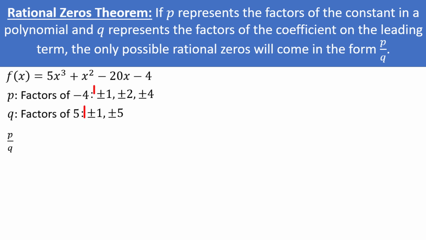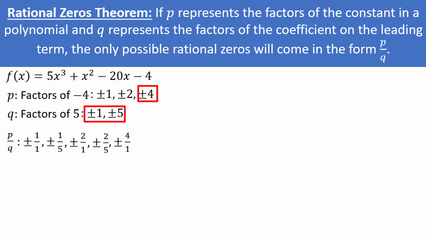P over q includes all possible ways the numbers in our p list can be divided by q. So we could have 1 divided by either 1 or 5, or the negatives, which would be plus or minus 1 over 1, or plus or minus 1 over 5. We could have 2 divided by 1 or 2 divided by 5, or the negatives, which would result in plus or minus 2 over 1 or plus or minus 2 over 5. We could also have 4 divided by 1 or 5, or the negatives, which would result in plus or minus 4 over 1 and plus or minus 4 over 5. This leaves us with 12 possible rational zeros.